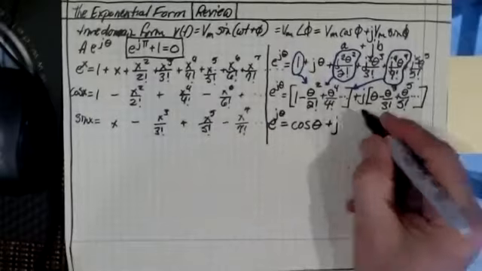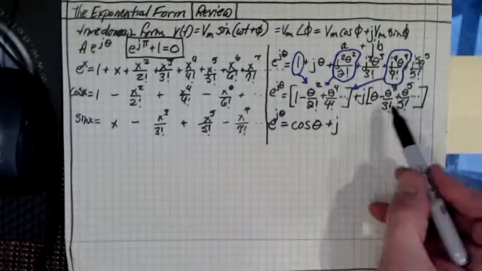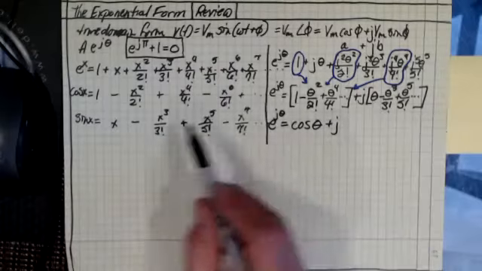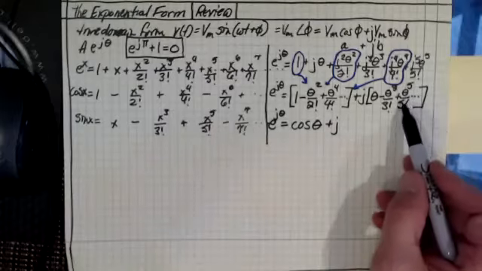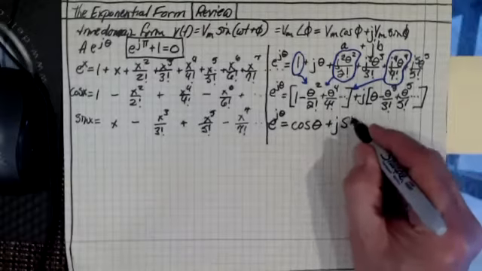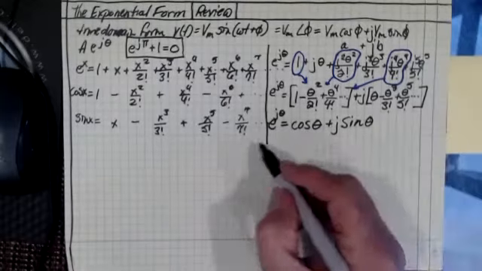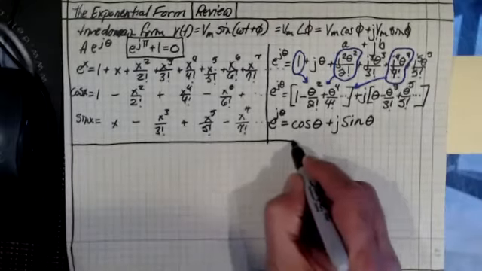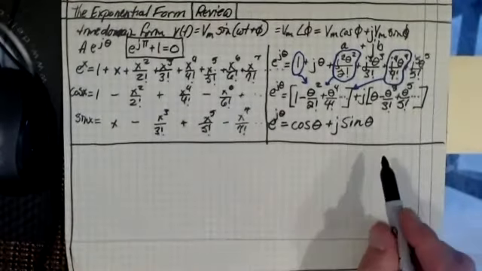Plus j, that's why I took the j out of there. And then what's inside this box? Well, I've got theta, sine of x, theta, minus theta cubed over 3 factorial plus theta to the 5th over 5 factorial. Do you see how it lines up? So this, of course, is sine theta. So e to the j theta is cosine theta plus j sine theta. So I just wanted to point that out.